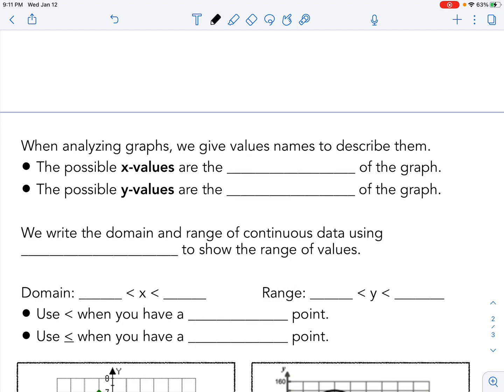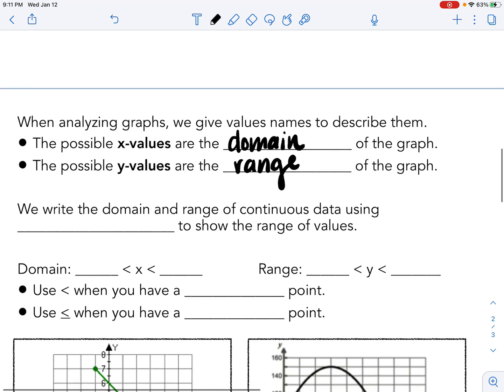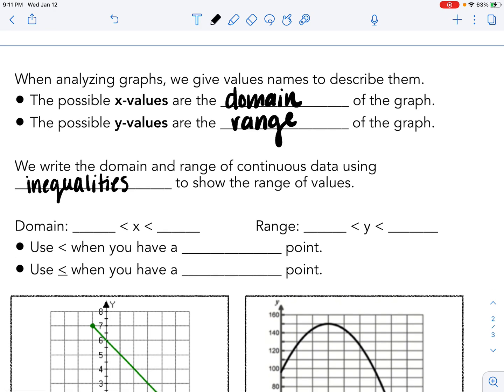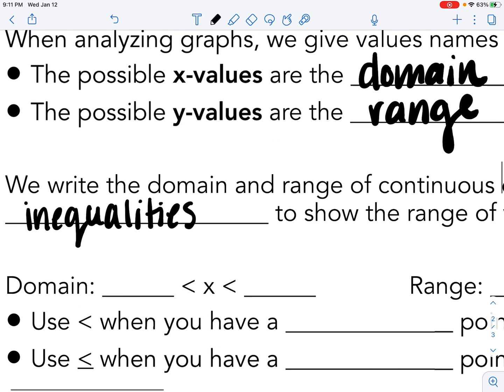When analyzing graphs, we give values names to describe them. So the x values are what we call, again, the domain. Range is the name for y values. And when we are writing the domain and range of continuous data, we're going to be using inequalities. Go ahead and pull out a small pencil.